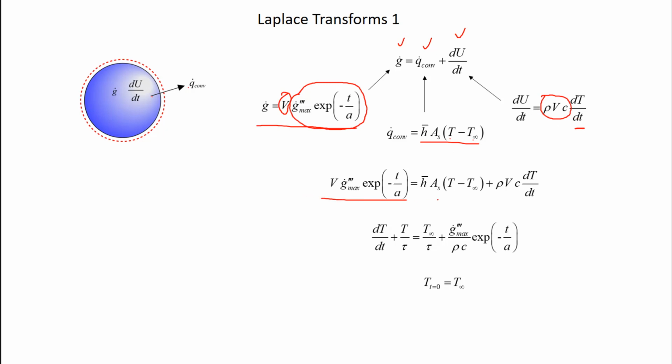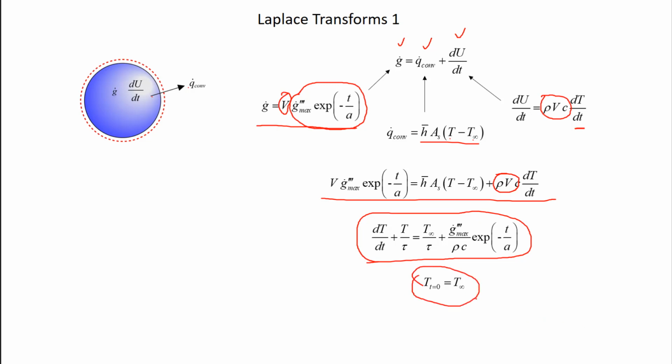So with those substitutions, I get this differential equation. I'll divide through by rho times V times c, and it becomes this differential equation right here. So hopefully deriving that's pretty simple at this point in the class. My initial condition is that the temperature at time equals 0 is T infinity.